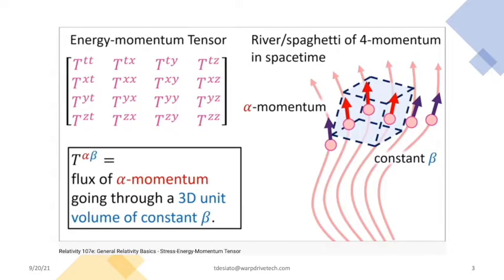This is supposed to illustrate every particle having its own world line through space-time. So every particle has its own ruler and its own clock as it moves through space-time. Alpha refers to the row number and beta to the column number. And the flux of momentum, alpha, is going through a box of unit volume and constant orientation, beta. So the beta determines the orientation of the unit volume through which the flux of particle momentum is moving.